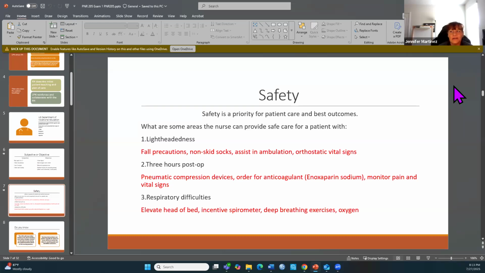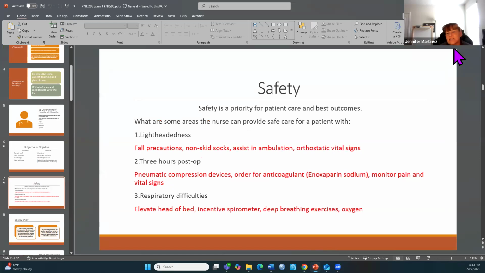So lightheadedness, right? We know lightheadedness. I don't know if anybody's ever felt dizzy or lightheaded, right? But it definitely puts us at a safety risk. So establishing fall precautions. What are some fall precautions that we could initiate?